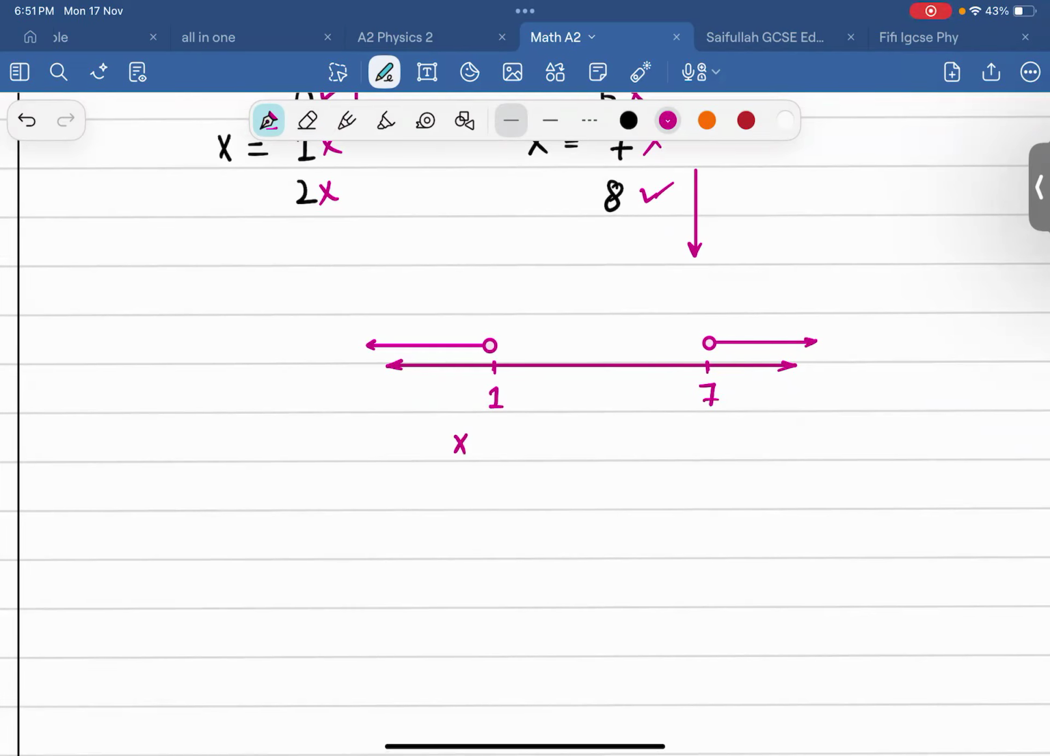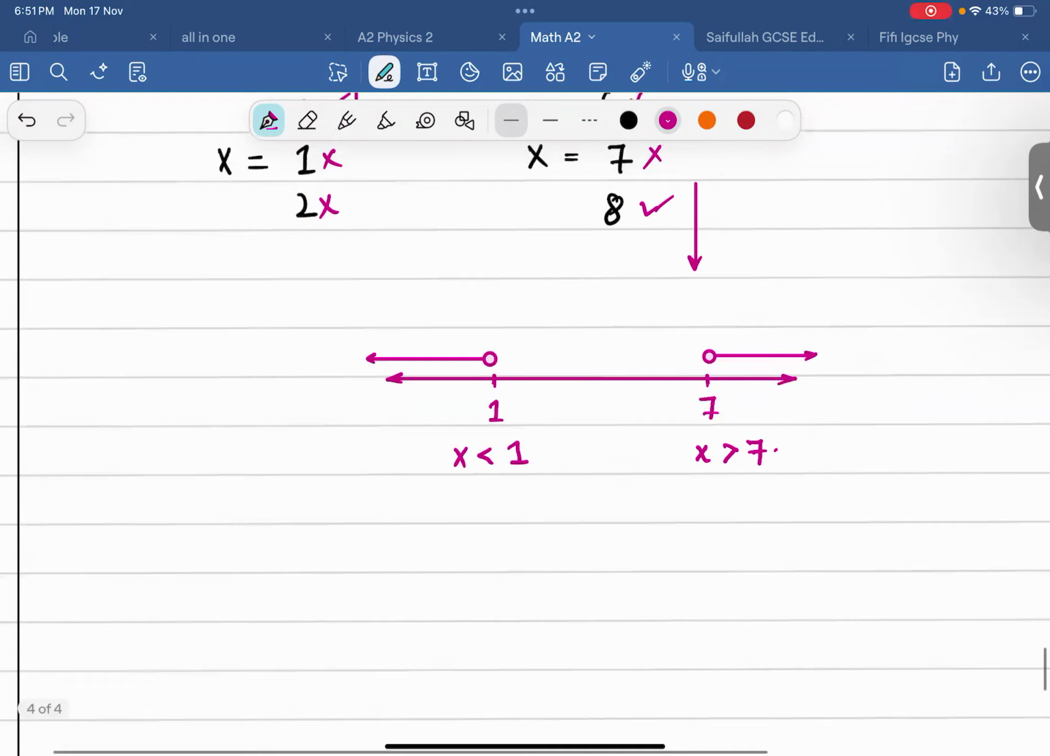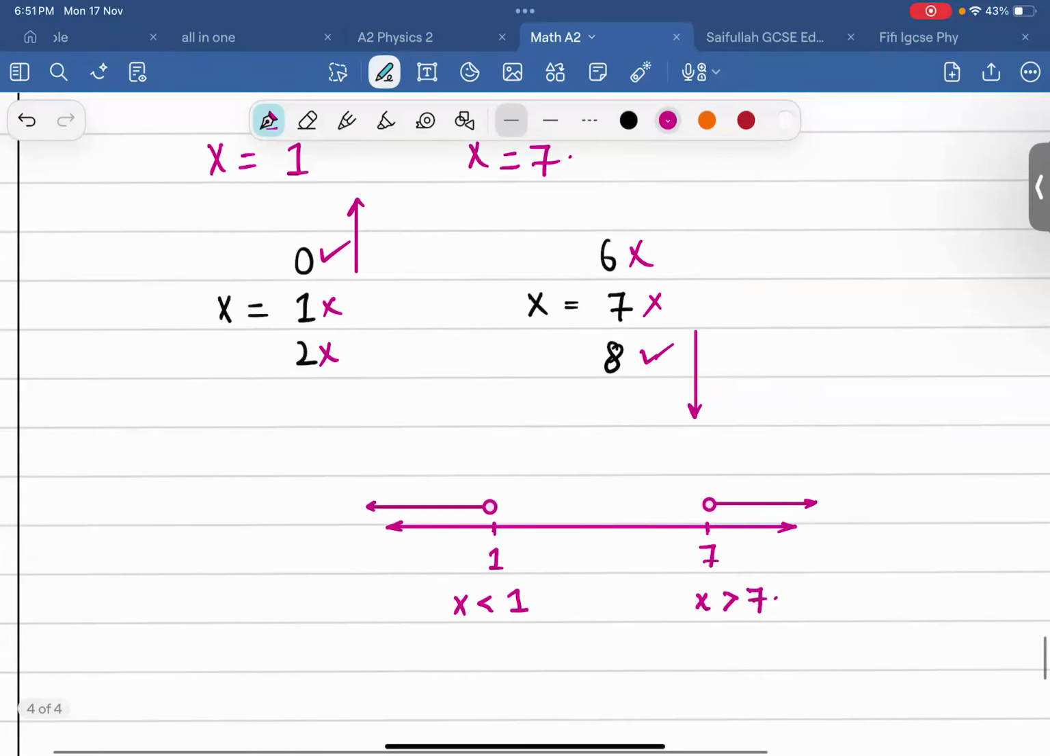So you will write the answer as x lesser than 1, lesser than the smallest value, and greater than the greatest value, not equal to, because we have seen that 7 is not justifying the inequality, right? Clear?